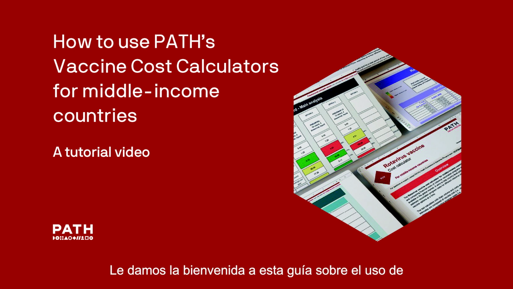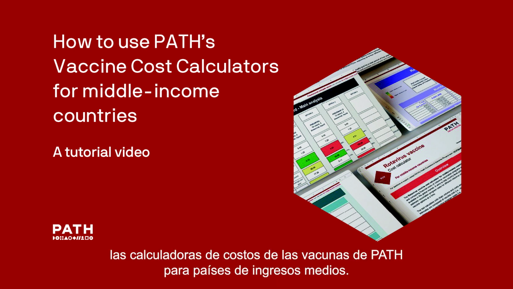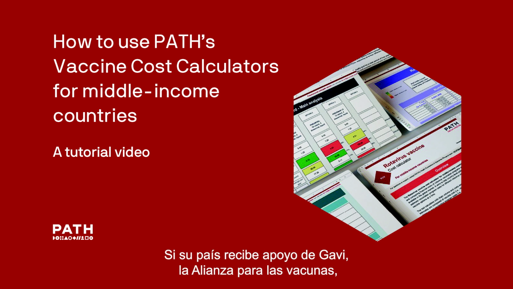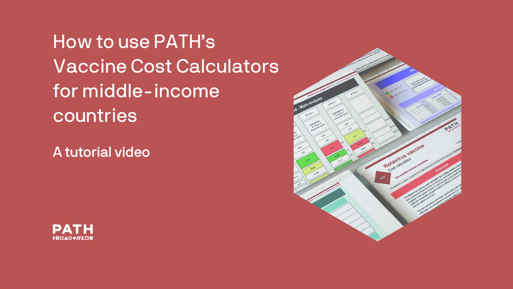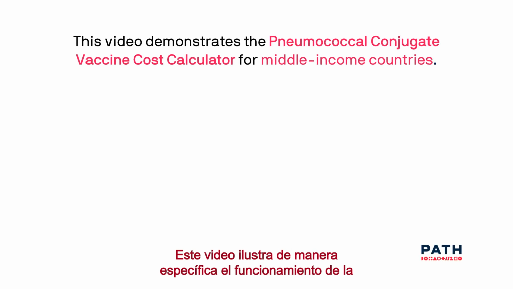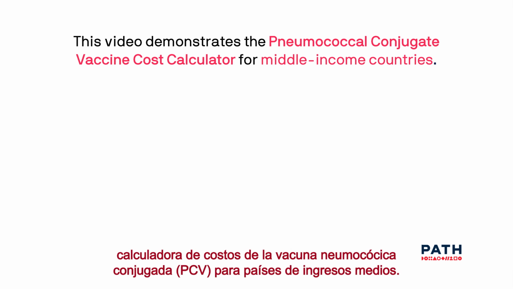Welcome to our tutorial on how to use Path's vaccine cost calculators for middle-income countries. If your country receives support from Gavi, the Vaccine Alliance, please try using our calculators designed specifically for Gavi-eligible countries. This video specifically walks through the pneumococcal conjugate vaccine cost calculator for middle-income countries.